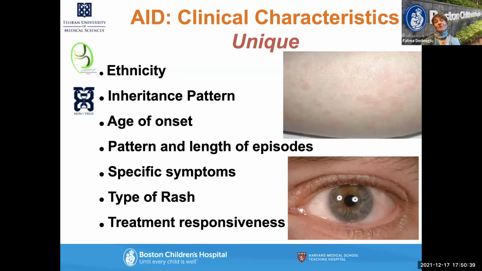And then there are some unique features for these syndromes that help us to recognize them, such as focusing on ethnicity, inheritance pattern, and age of onset. The pattern or the length of the episodes can be helpful, or specific symptoms for that disease, such as if you have a stroke, you think about certain types. The type of rash can help, urticarial versus non-urticarial rash, or you can use treatment responses in your diagnostic odyssey.